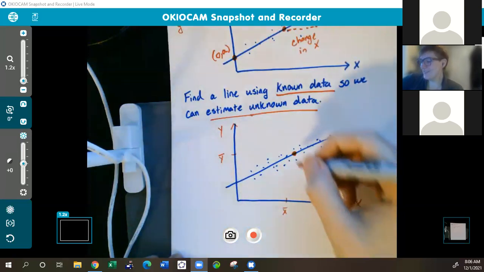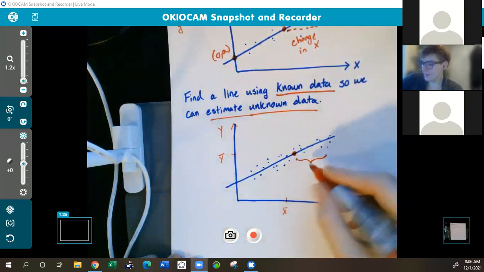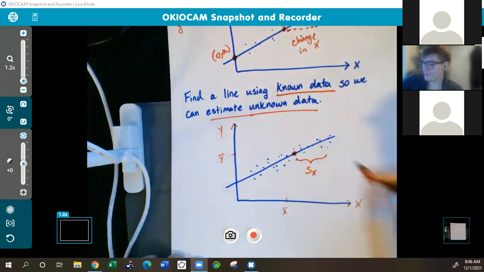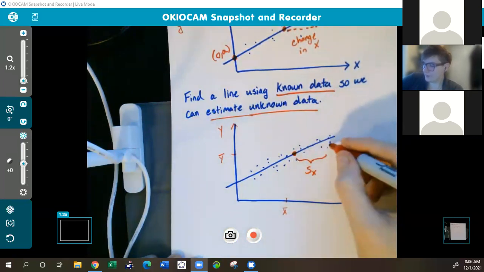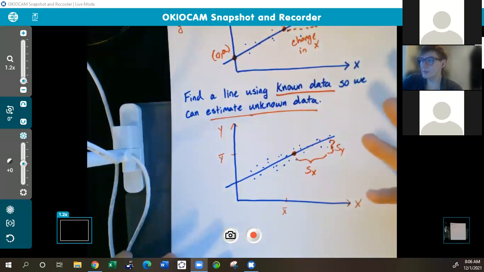So we use standard deviation. So we're like, well, I know that X values are typically going to deviate from the average by some standard deviation for X. And I know that my Y values are going to deviate by the standard deviation of Y. So what we're going to do is that we're going to use those two numbers to help us find the slope.